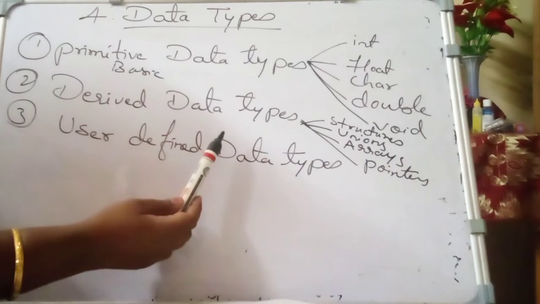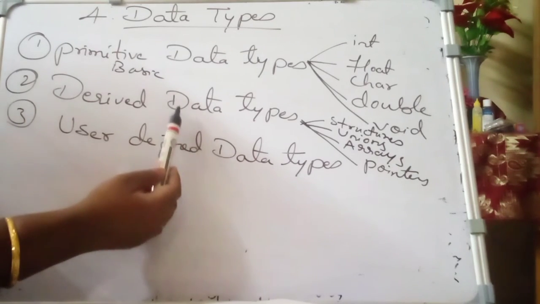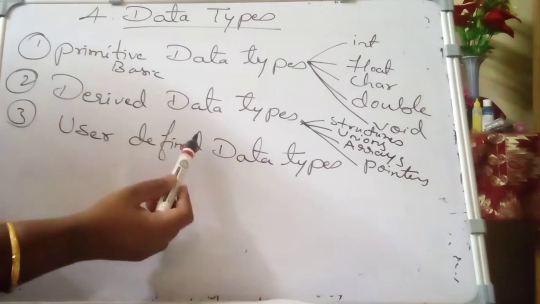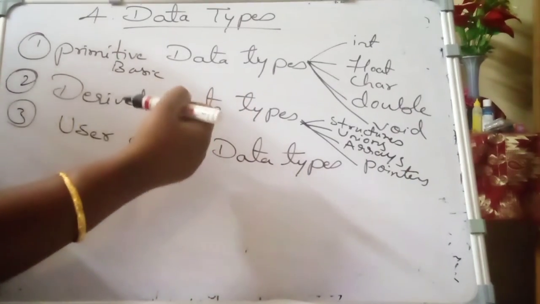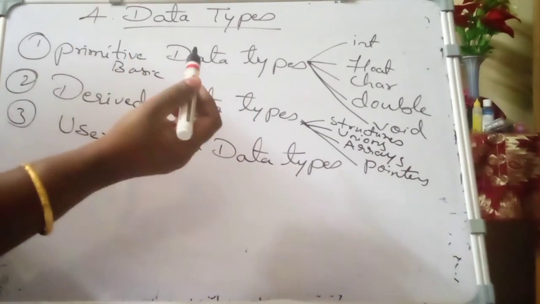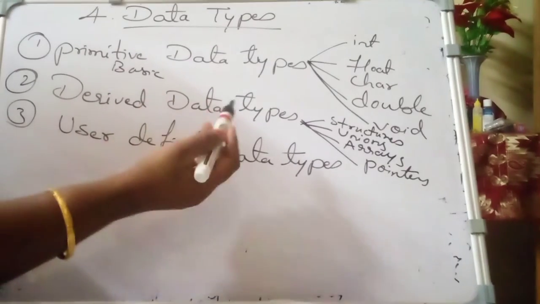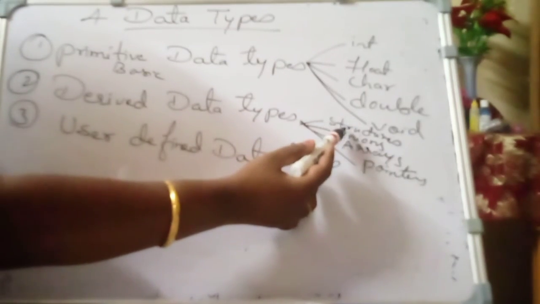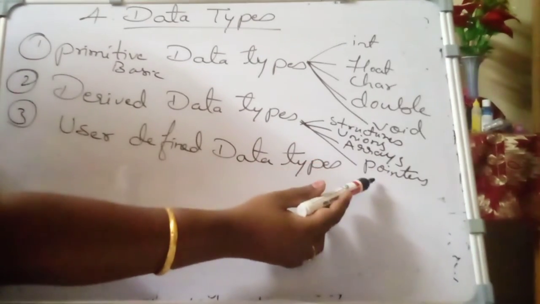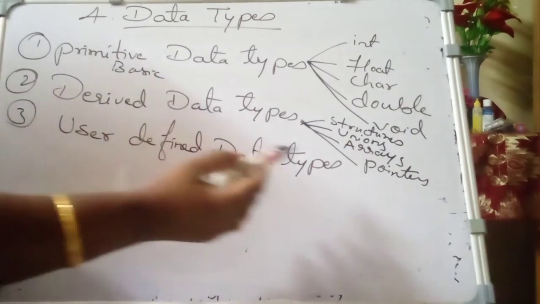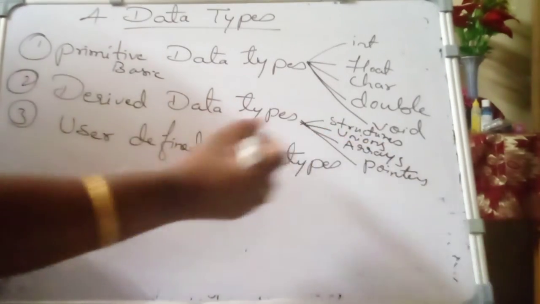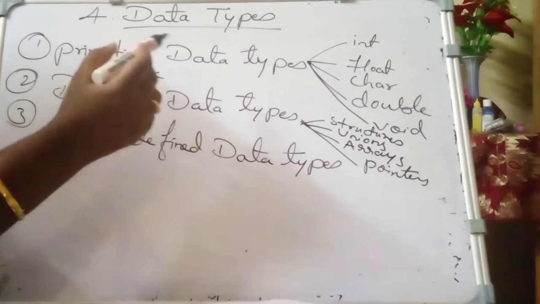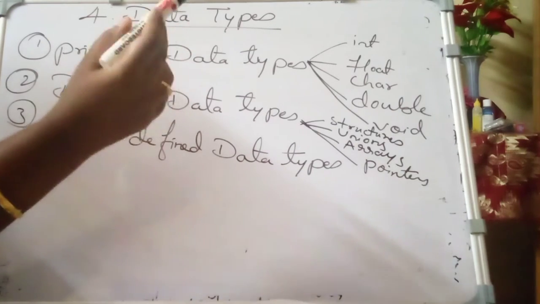Using derived data types, we are deriving the data type from the existing data types. Using the primitive data types, we can obtain the data for different memory locations. Derived data types are nothing but structures, unions, arrays, and pointers. These are the data types which can store multiple values in the location, but primitive data types can store only one value at a time in the computer memory location.